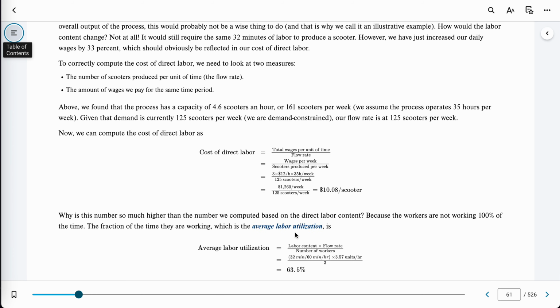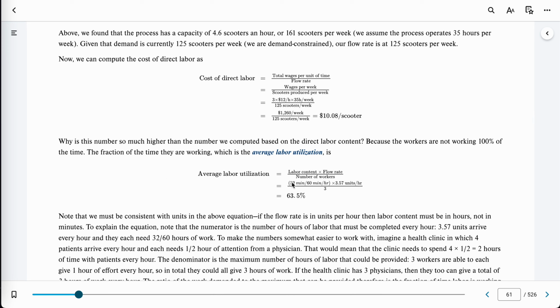Because it comes down to average labor utilization. The average labor utilization that we have right now is 63.5% per week, right? The labor content is 32 minutes, times the number of units that we produce per hour, and then we divide that by 3 because that's the number of workers that we have, and we get the average labor utilization. Now obviously this is the average labor utilization, but each of the workers has a different labor utilization, and we can calculate that too, right?